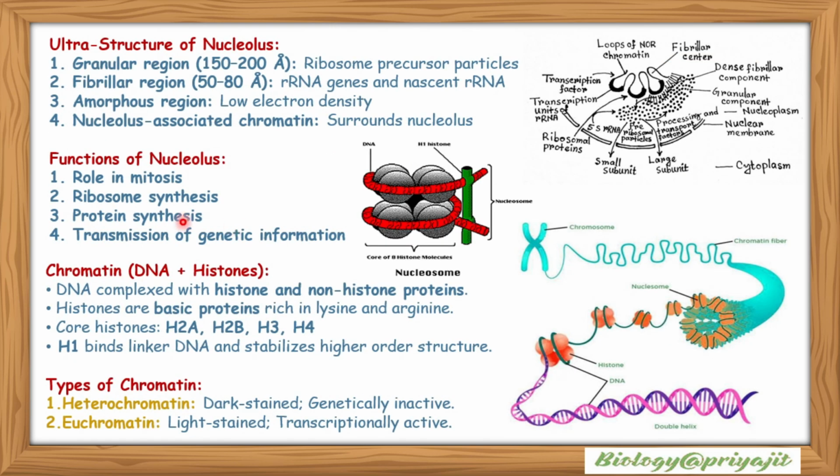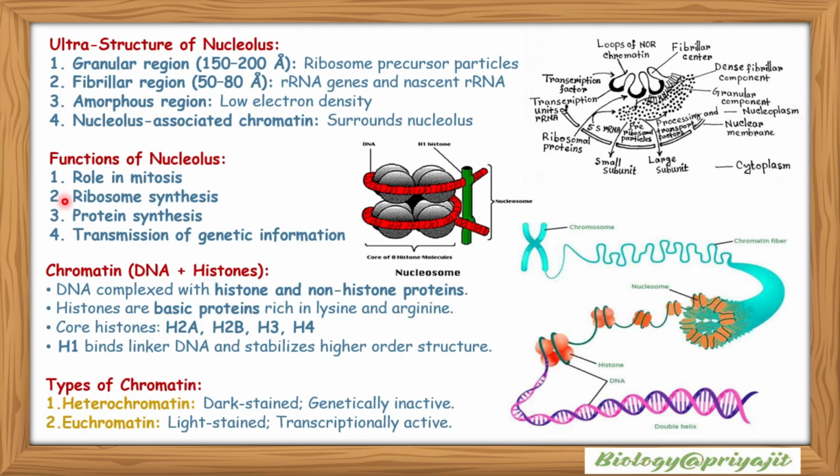Ultrastructure of the nucleolus: it has a granular component. This image shows the granular region, where ribosome precursor particles are found. Fibrillar region: this is the fibrillar center, 50 to 80 angstrom, with rRNA genes and nascent rRNA. Amorphous region: this is the low electron-dense region. Nucleolus-associated chromatin is found surrounding the nucleolus.